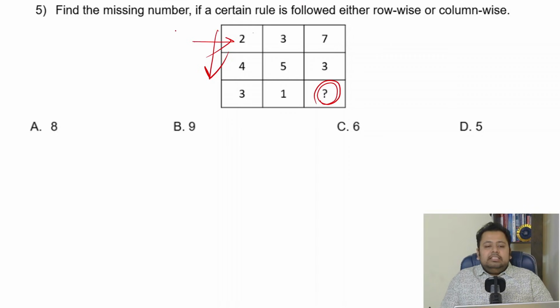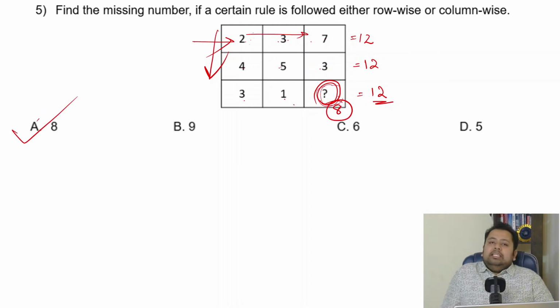So if we just look at the pattern that is given over here, if you add the numbers row wise, right? So 7 plus 3 is 10, 10 plus 2 is 12. So this is 12. 4 plus 5 is 9, 9 plus 3 is 12, again 12, right? So if this sum is 12, this sum is 12, then obviously this sum should be 12. So 3 plus 1 is 4. What should you add to 4 to get 12? You will have to add 8 to 4 to get 12, right? So option number A is your correct answer.